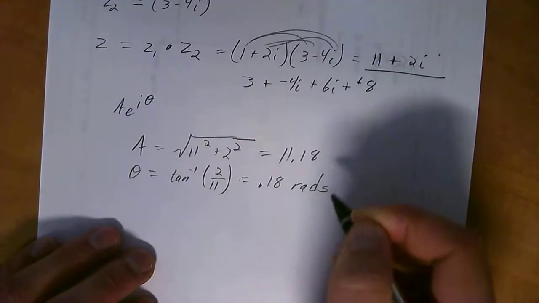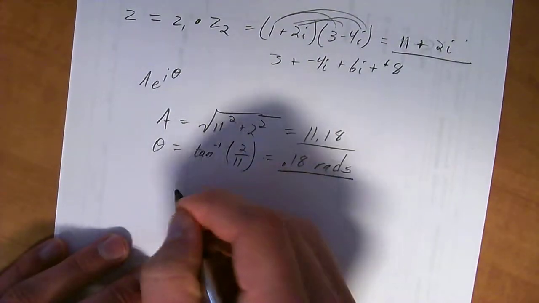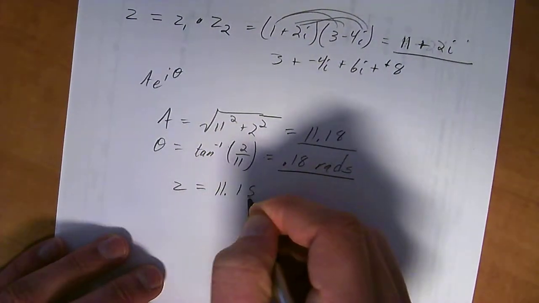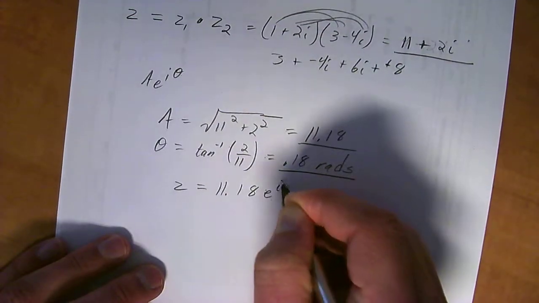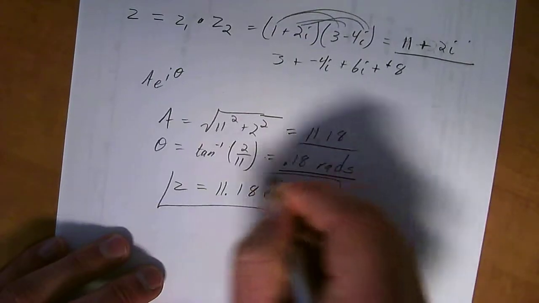In vibrations, we'll always work in radians. So those are your two coefficients. So then z in Euler's form is equal to 11.18 e to the i 0.18. And that's your final answer.